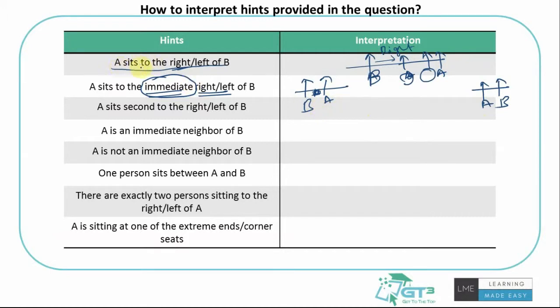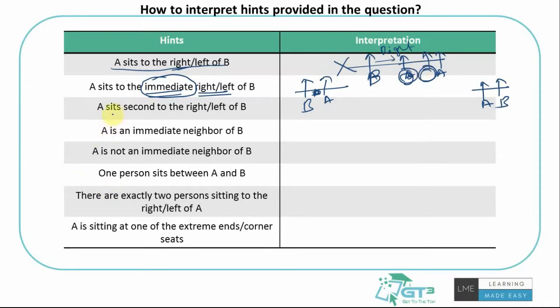This word is very important for this interpretation. If I just say A sits to the right of B, that means B, let's say, is sitting here, and A can be sitting anywhere, but it should be on the right side, not on this side. That's the only thing you can interpret. Not necessarily that B and A are next to each other. There could be 5 people, 3 people, whatever number of people sitting between B and A. As long as A is towards the right side of B, the condition is satisfied, not necessarily the immediate right.